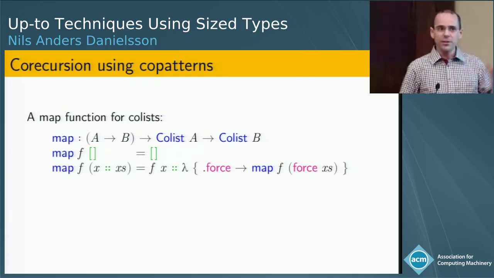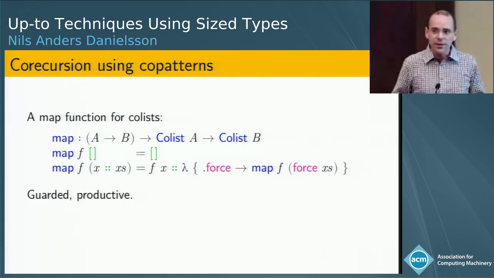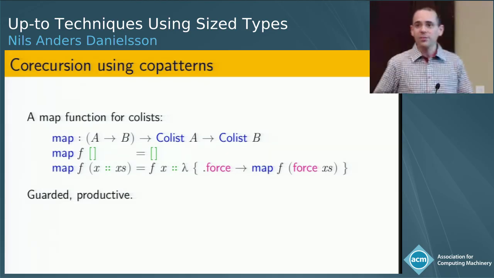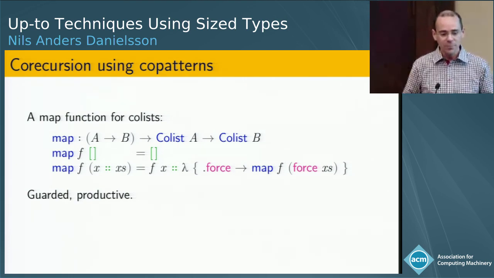But it's not enough that it's productive. You should be able to tell Agda. Agda should understand that it's productive. And in this case, Agda can see that it's productive by using something called guarded co-recursion. So you can see that the co-recursive call to map here is below this co-pattern and this constructor, and there's nothing else in between. And because the program falls into this fragment, Agda says, yes, that's okay.